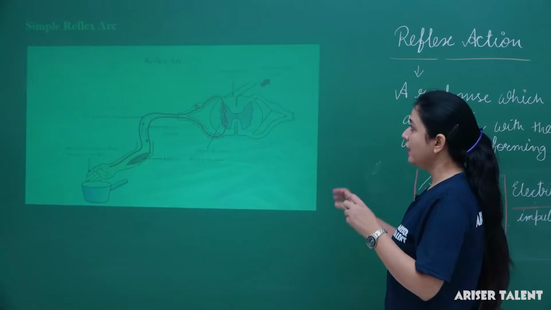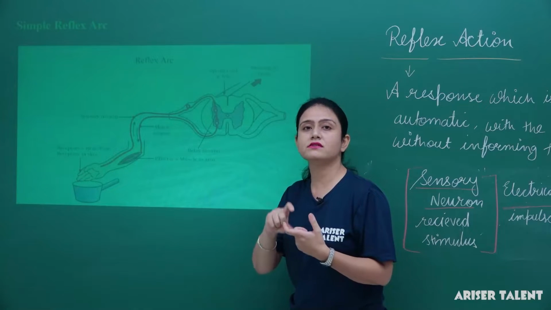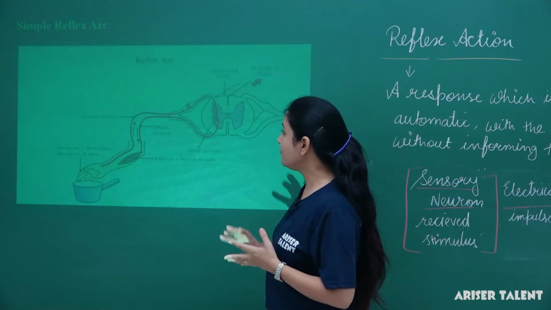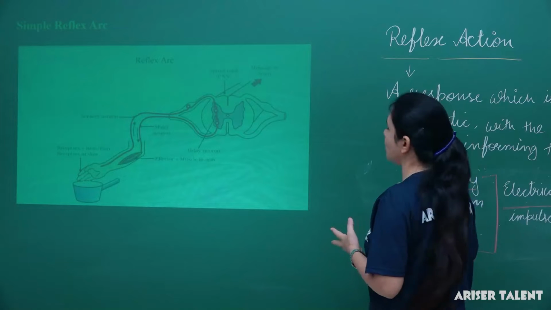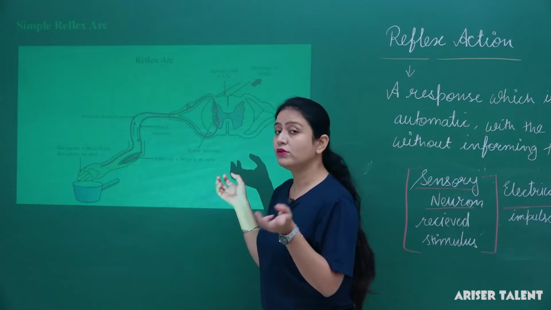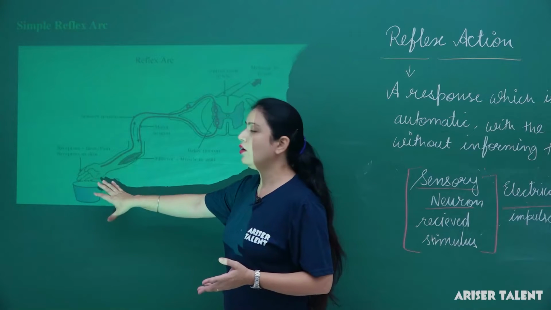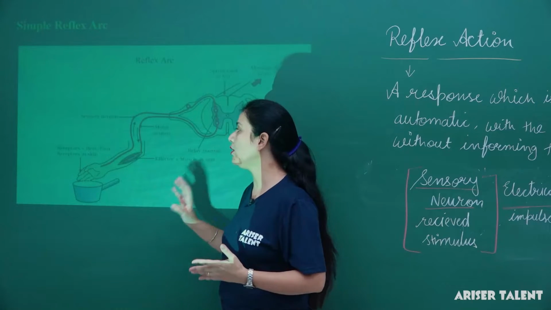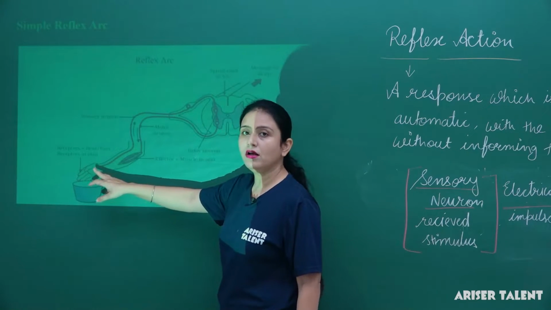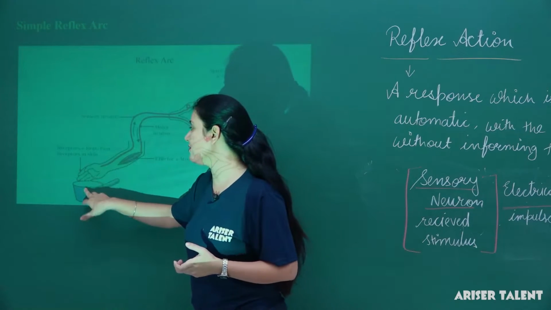Let me explain. Here is the diagram of a reflex arc. A reflex arc is generally the path taken by the neurons during the reflex action. Now what is reflex action? As I told you, it is a quick response, spontaneous and automatic, taken by the organ without the information of the animal. So let me give you an example here. Suppose it's the hand of a human being. Here this hand is receiving some stimulus. The stimulus is heat.